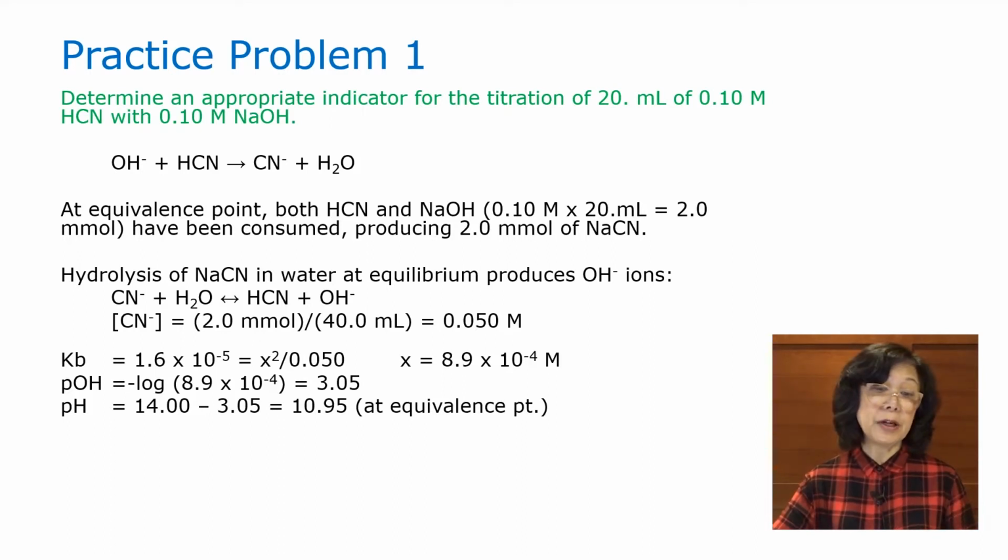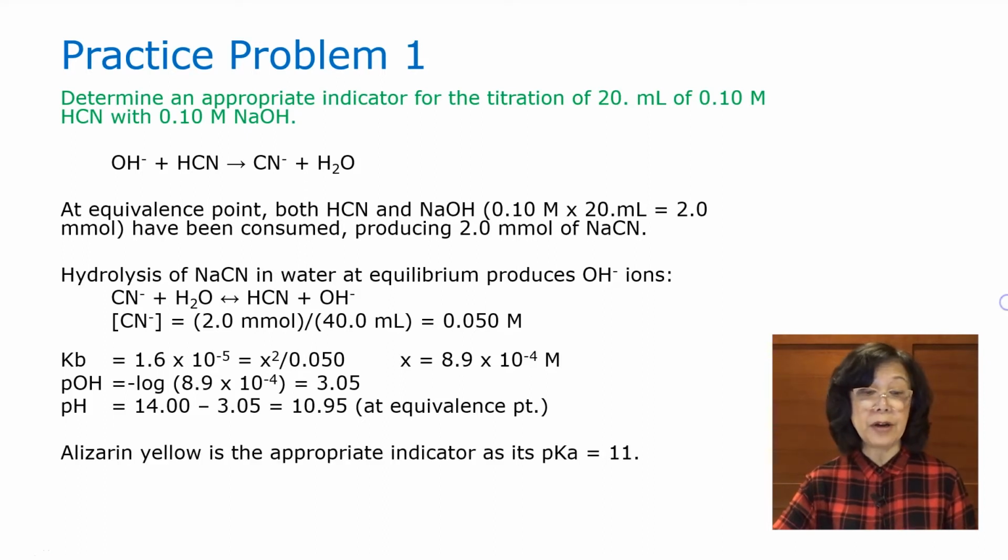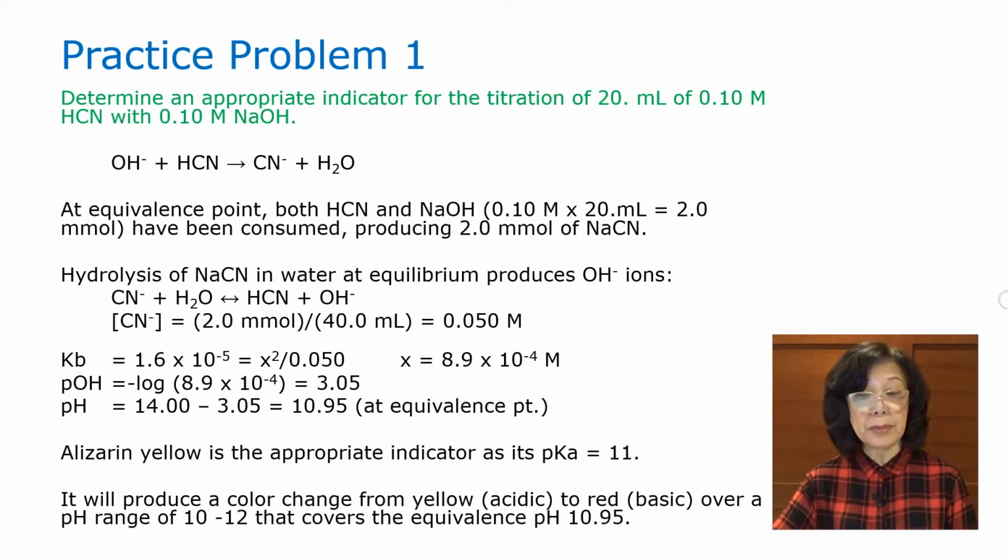Since the pH is 10.95, we want to pick an indicator that has a range covering this 10.95, and alizarin yellow will be the best one to use because it has a pK value of 11. So plus or minus 1 is from 10 to 12 that covers the pH of the equivalence point of 10.95.